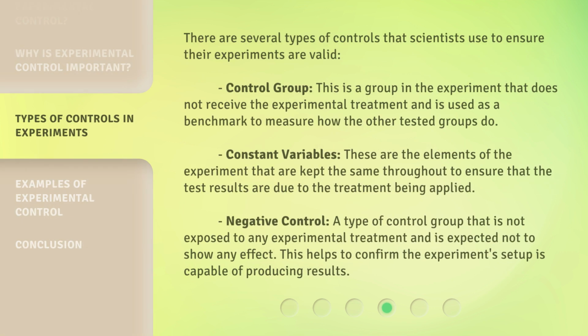There are several types of controls that scientists use to ensure their experiments are valid. Control group. This is a group in the experiment that does not receive the experimental treatment and is used as a benchmark to measure how the other tested groups do. Constant variables. These are the elements of the experiment that are kept the same throughout to ensure that the test results are due to the treatment being applied. Negative control. A type of control group that is not exposed to any experimental treatment and is expected not to show any effect. This helps to confirm the experiment setup is capable of producing results.